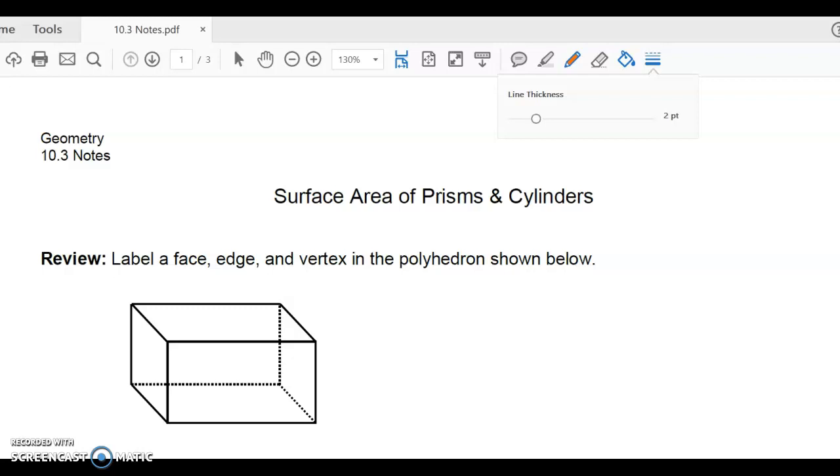Welcome to 10.3, the surface area of prisms and cylinders. So a little review question from yesterday. We have a polyhedron down here, and we're going to label the face. So remember, a face is basically a rectangle or a plane surface, the edge, and the vertex is a corner.